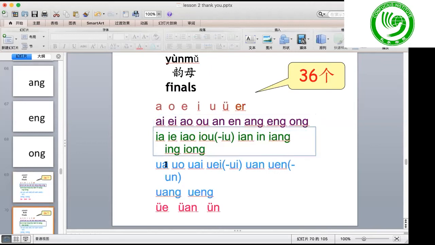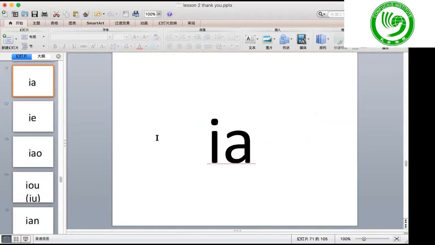And then let us continue with the third line. Do you know how to read the first one? Yes. This is ya. Next one. Ting, listen, ting. Ye. 跟我读 ye.